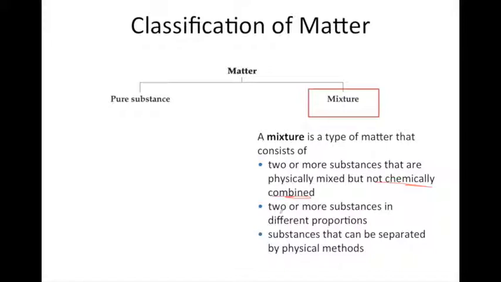You could also define it as 2 or more substances in different proportions, or substances that can be separated by physical methods. So like the example I gave, if you mix salt and pepper, you could separate them from each other by physical methods. If you mix salt and water, you can separate those. You can evaporate off the water. You can filter things, and those are physical methods of separating a mixture.